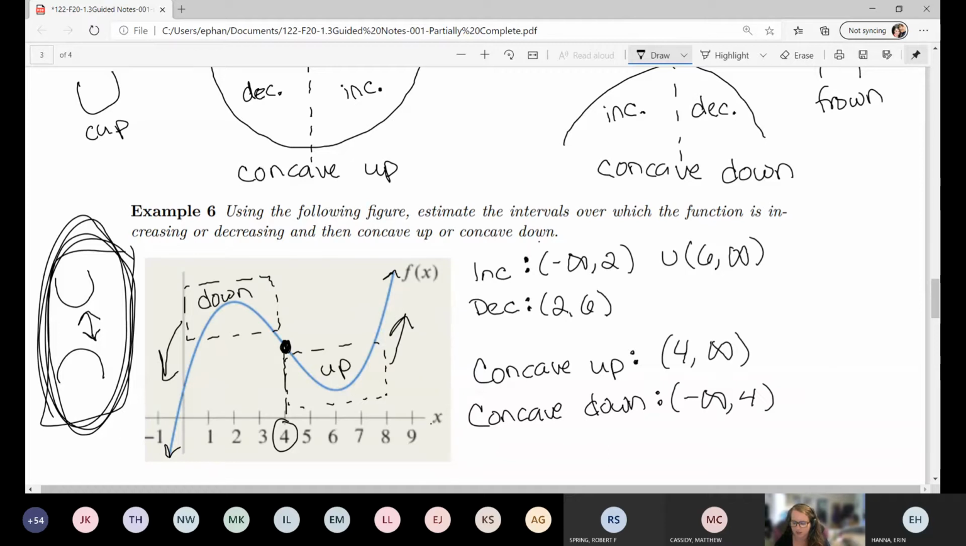And just like with the increasing, decreasing pieces, you could totally add brackets to these. Just like it doesn't make sense to say a function is increasing, decreasing, or constant at a single point, it also doesn't make sense to say concave up or concave down at a single point. It has to be over an interval. So I always kind of default to parentheses, but whatever floats your boat. Savvy?